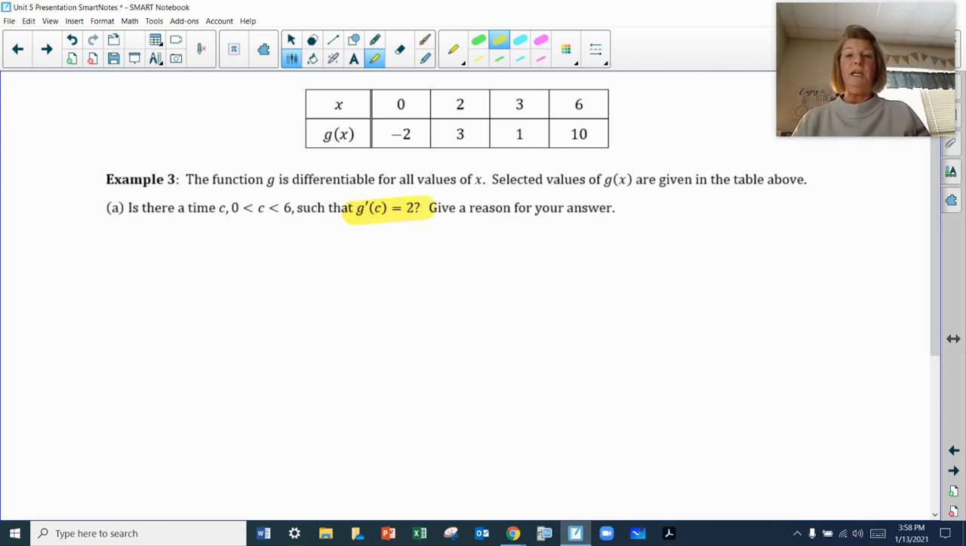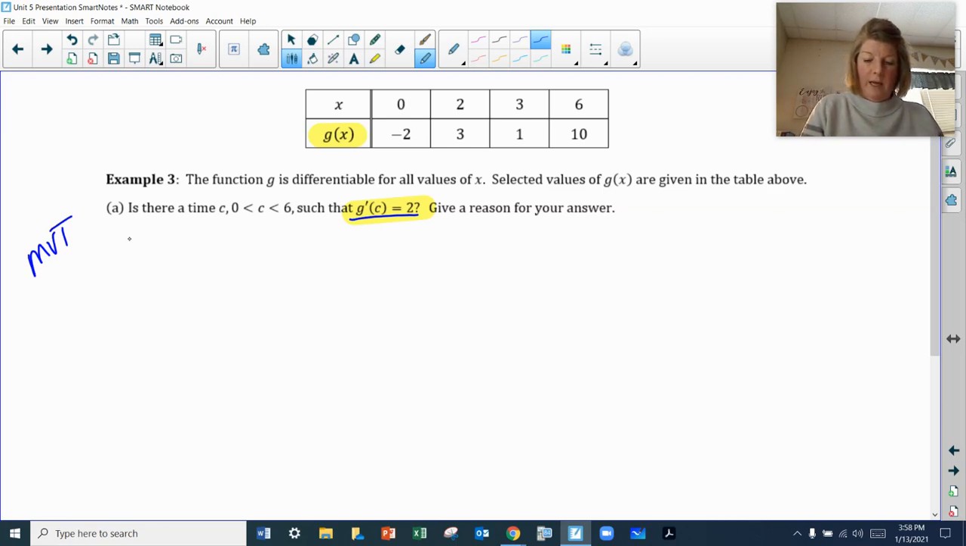Well, since I see g prime, and back here I saw just g, we're talking about the slope, right? The slope of g. So I am thinking MVT. So I'm going to gear up and get ready for that. Is there a time c? I don't know. I need to find out.